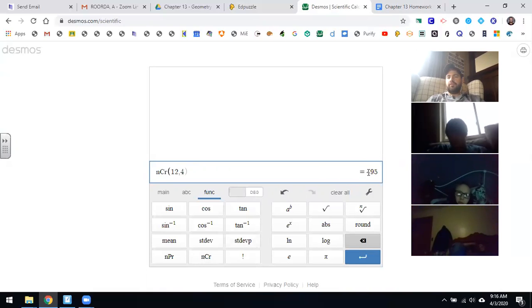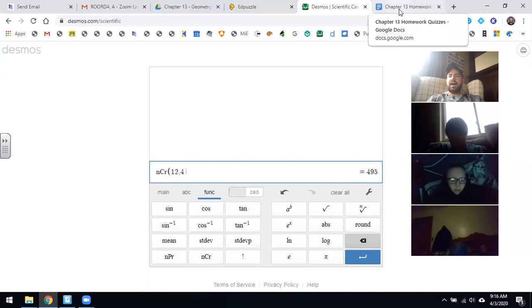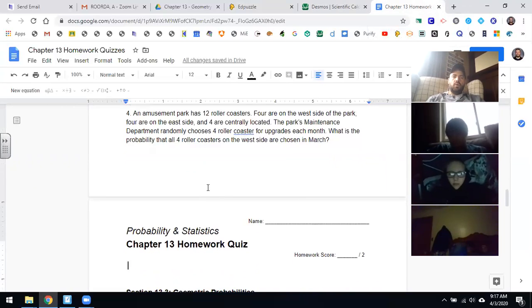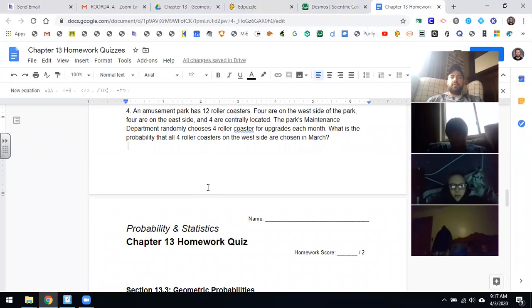So that means that there are 495 combinations of roller coasters. And so we're going to say that the probability that it's those ones would be 1 out of 495. And then you could write that as a decimal, okay?